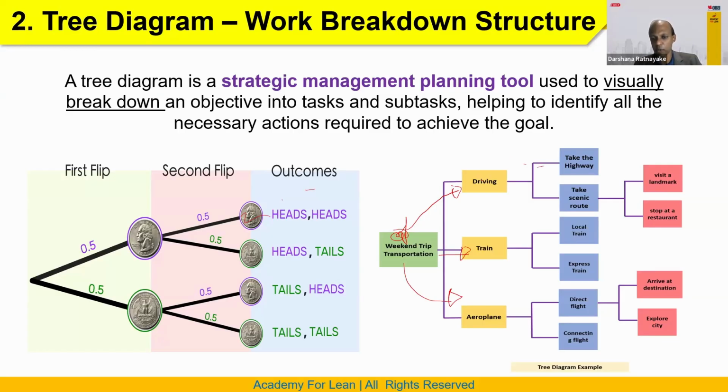Then we check, okay, if we drive, how do we go? We can take the highways or we can use the normal road. These are the 2 ways we can go on this trip by our vehicle. Highways go directly. If we go on the normal road, we can see landmarks. While we are on the trip, we can stop at some important place and see it, and at the same time we can stop at a restaurant, have a refresh, eat something, get a small rest, and go. So that is the breakdown.